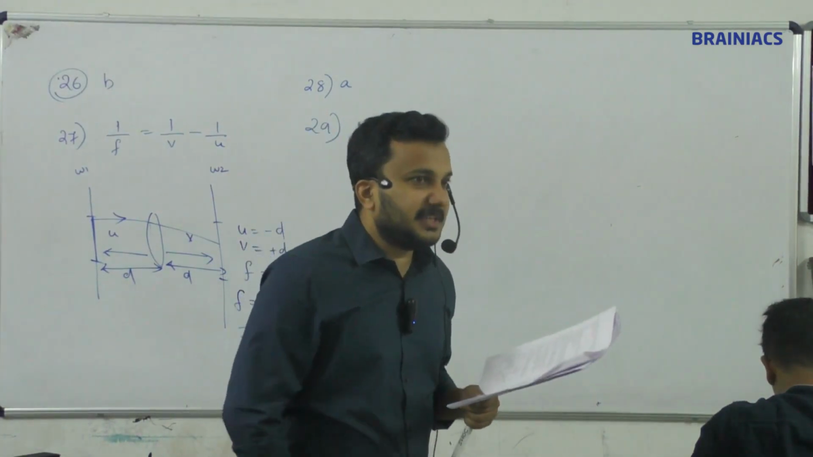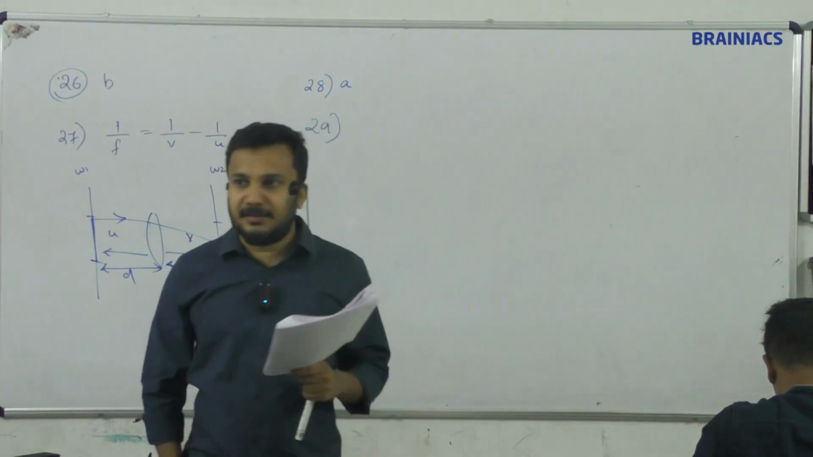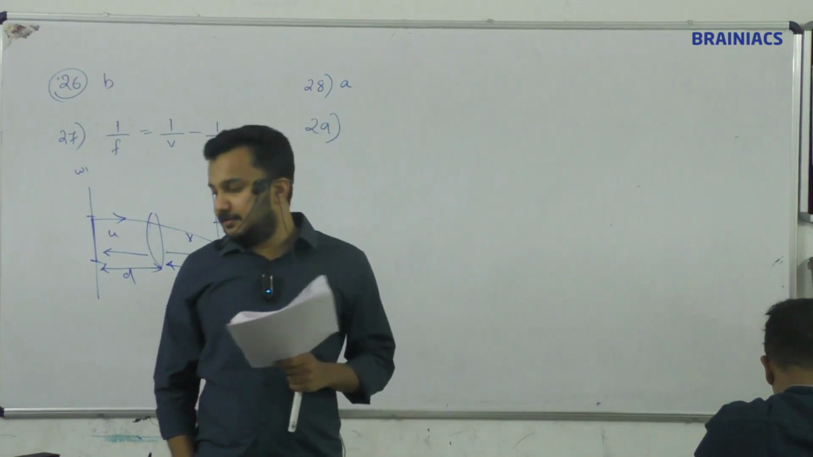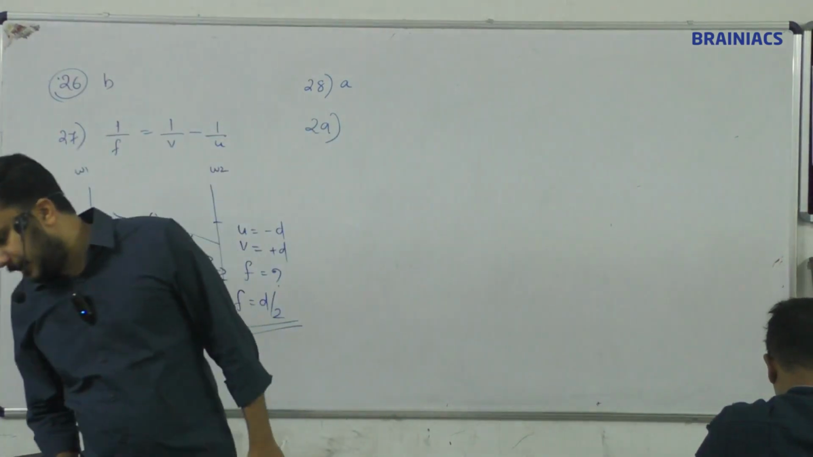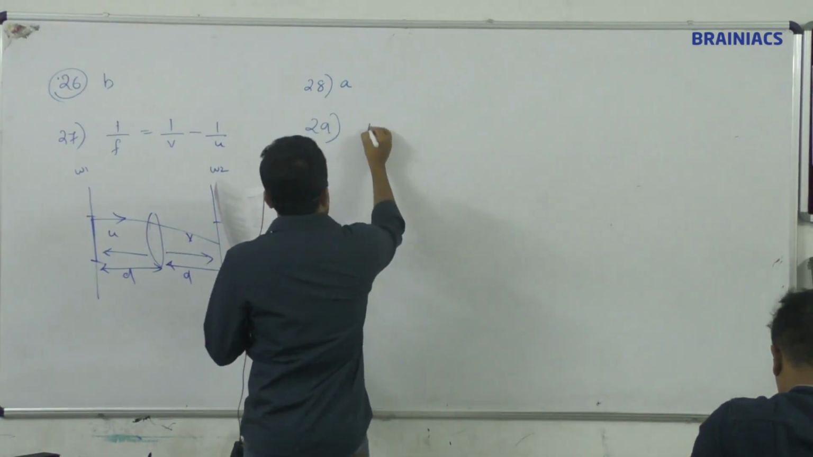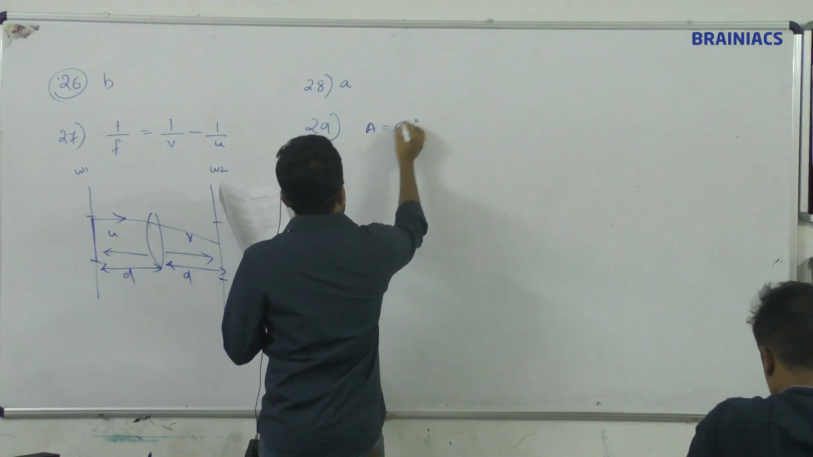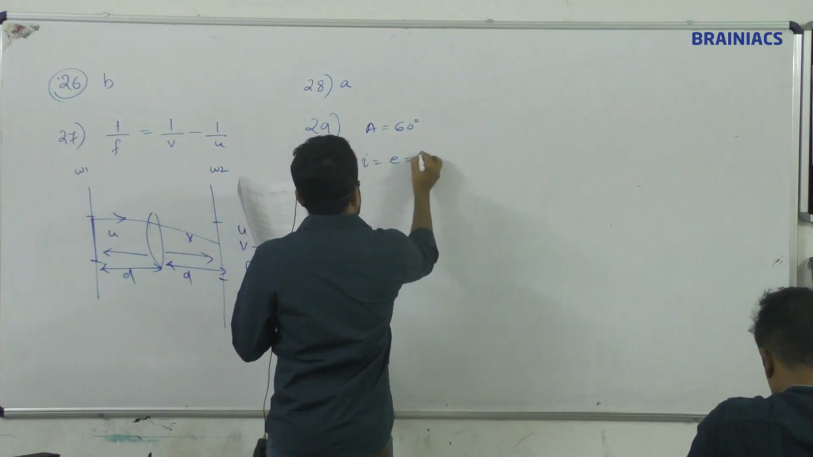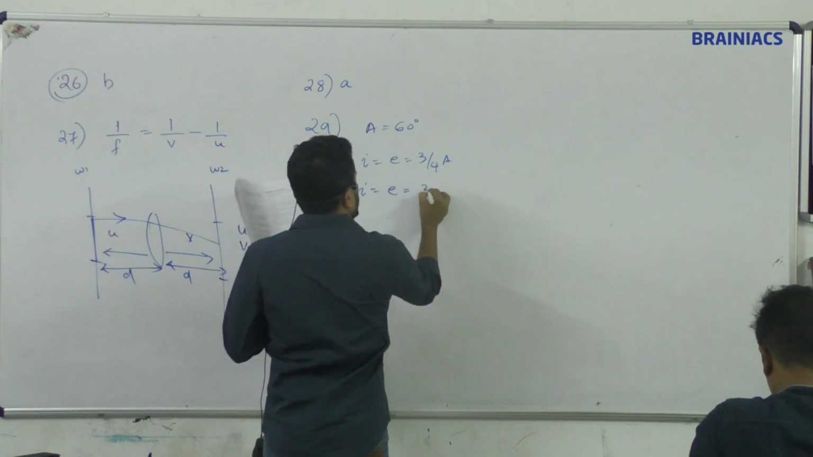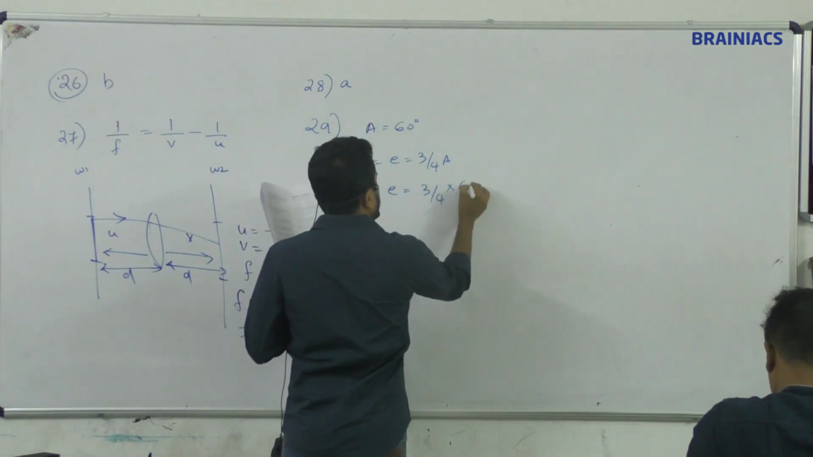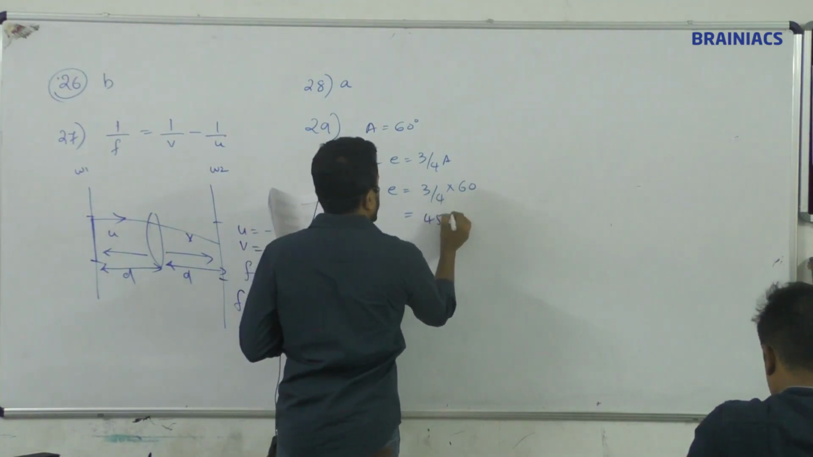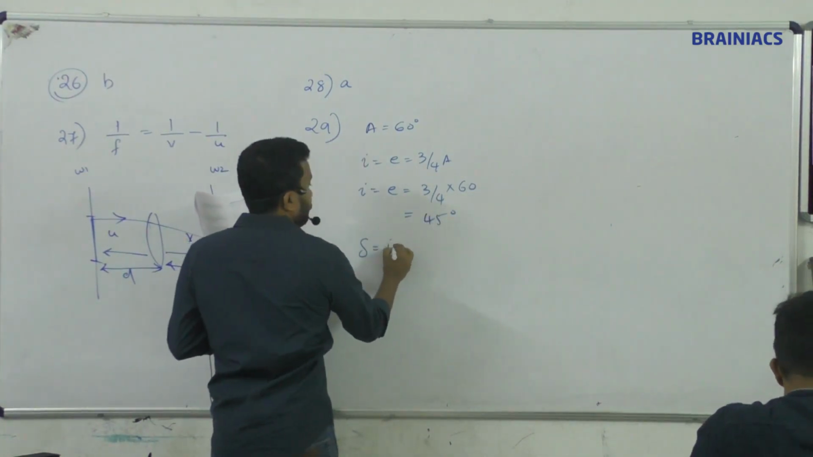Delta formula: I plus E minus A. That is the angle of deviation. The things which are given: A equal to 60 degrees, and I is equal to E is equal to 3/4 of A. So I is equal to E is equal to 3/4 of 60, which is 45 degrees.